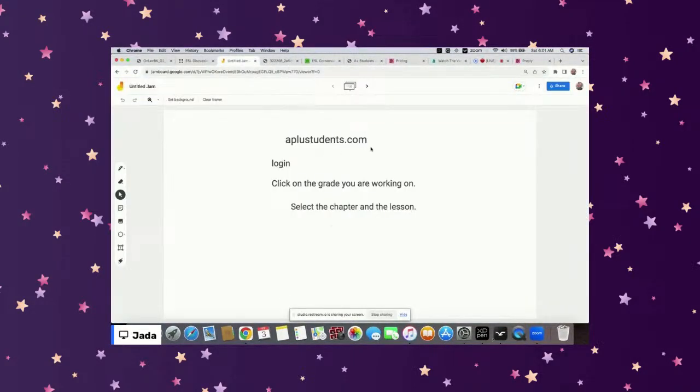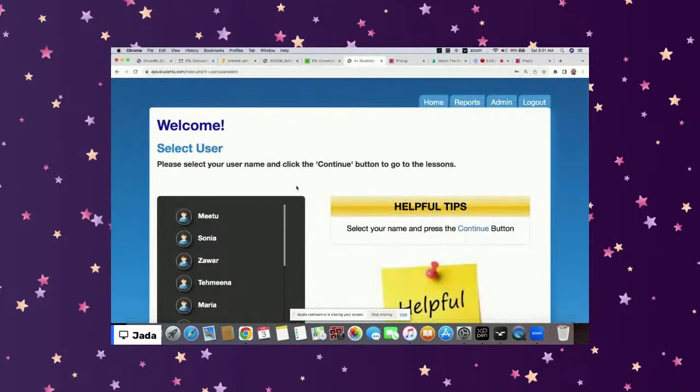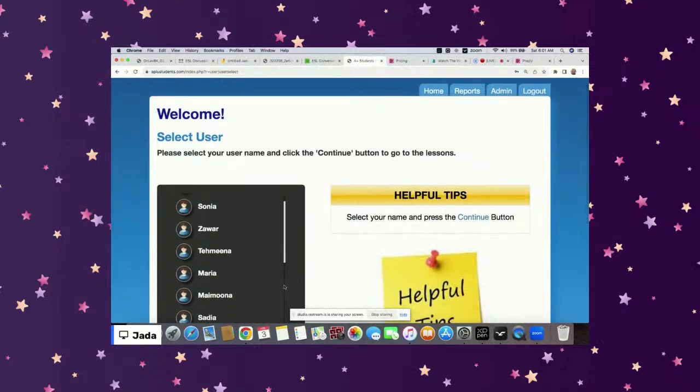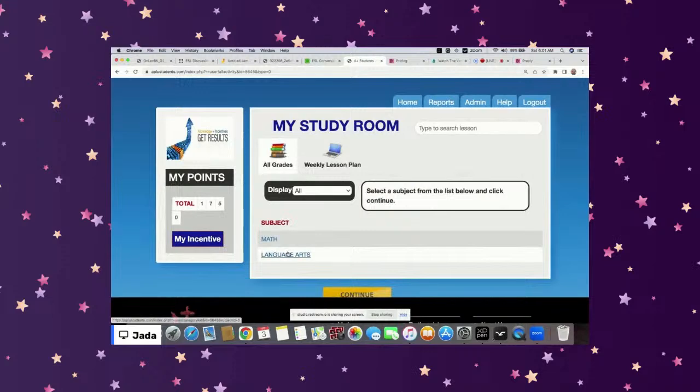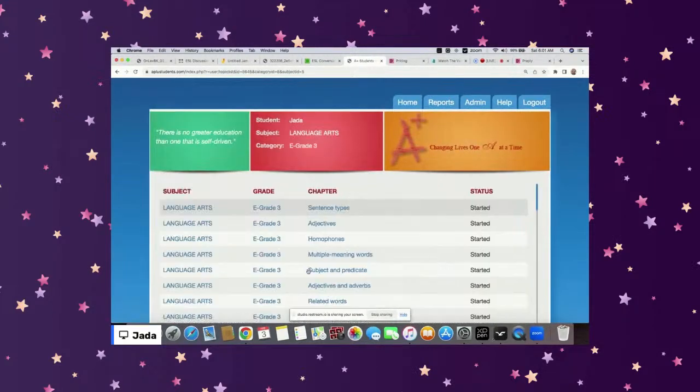So first you log in using aplusstudent.com, you input your email and password, then you go over here and click on your name. Go to language arts, then grade 3, and sentence types is the first lesson we'll be having. Okay, so sentence types.